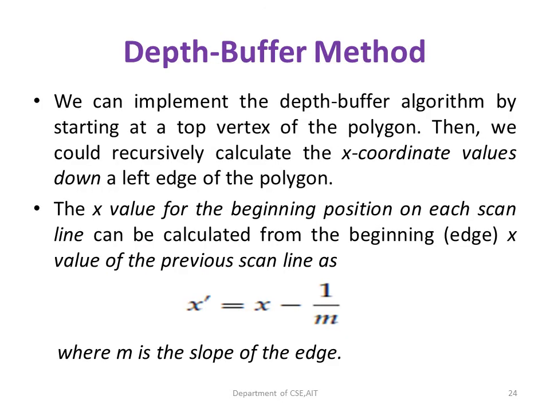The x dash value, that is the next value for x, can be computed using x dash equals x minus 1 by m, where m is the slope of the edge. So in the depth buffer algorithm, we make use of such formulas for finding the next positions.